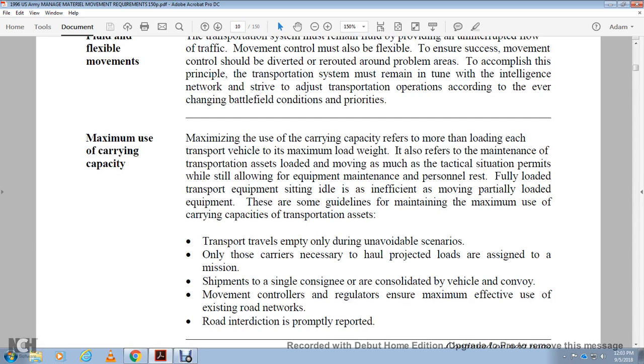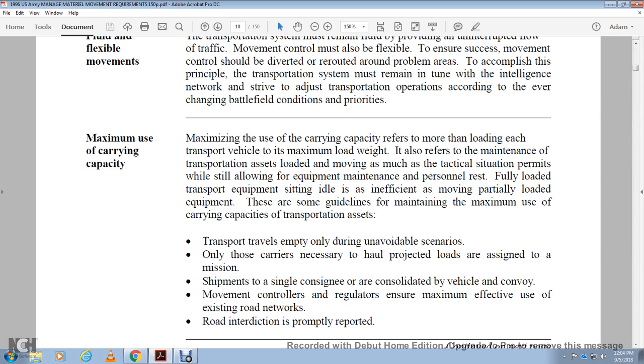Maximum use of carrying capacity. Maximum use of carrying capacity refers to loading each transportation vehicle to its maximum load weight. It also refers to the maintenance of transportation asset loads, moving as much as the tactical situation permits while still allowing equipment maintenance and personnel rest. Fully loaded transportation equipment sitting idle is inefficient, as is moving partially loaded equipment.